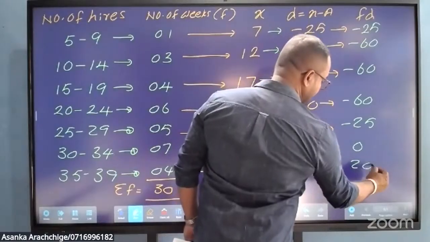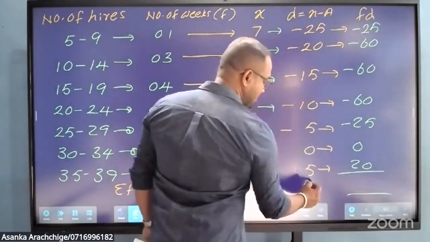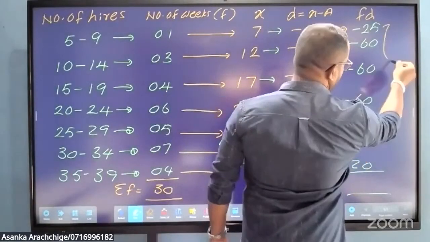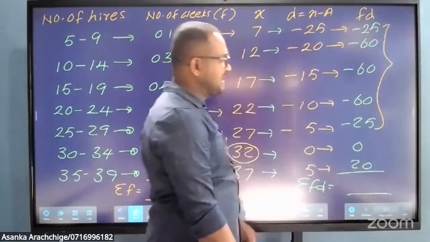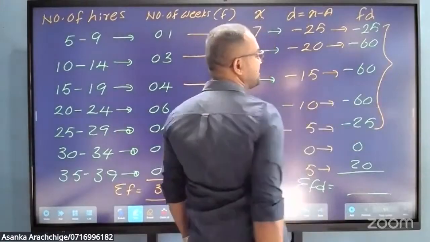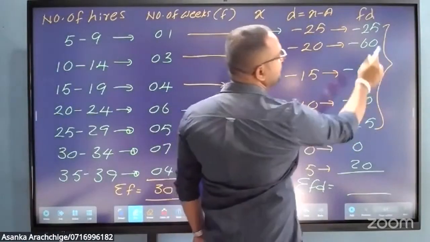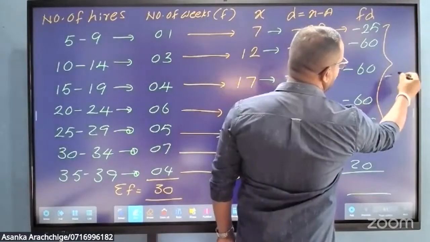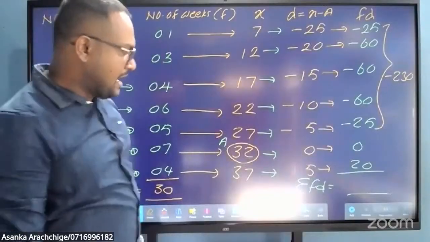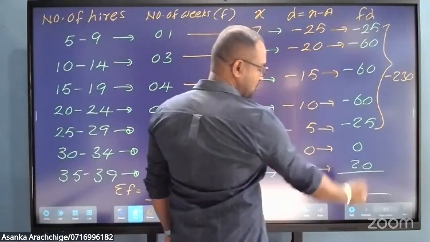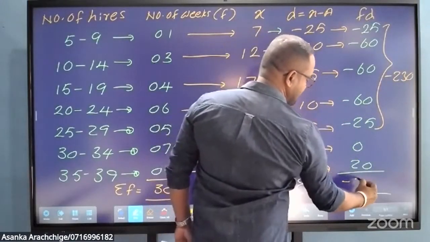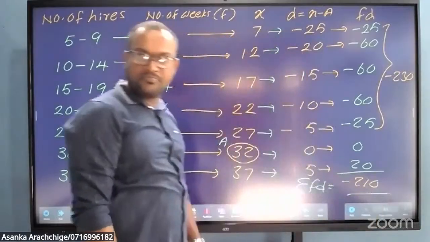20. Now you have to get sigma FD. These are minus. This is the only plus value. Here the minus sum is 60, 60, 120, 205, 230. Minus 230. Am I correct? And here plus 20, minus 230 plus 20, minus 210. Am I correct?